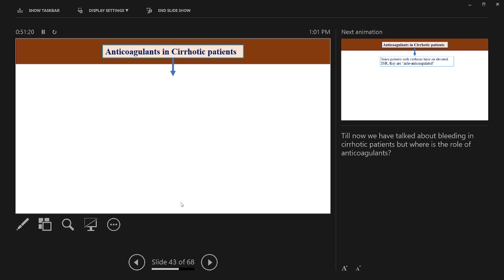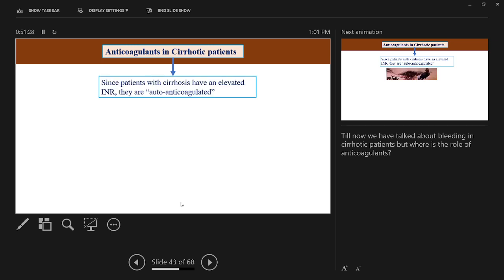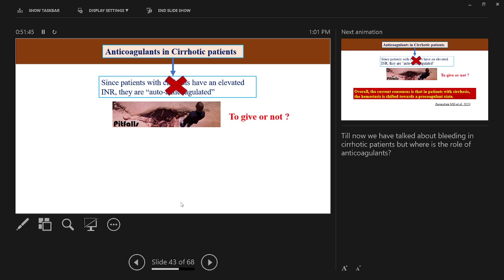So what about anticoagulants in cirrhotic patients? What is their state of hypercoagulability? Since patients with cirrhosis have an elevated INR, they are auto-anticoagulated. How many of you agree with the statement? Please raise your hands. It is very good to know that none of the people fall into the pitfall, because it is wrong. It is a misconception.